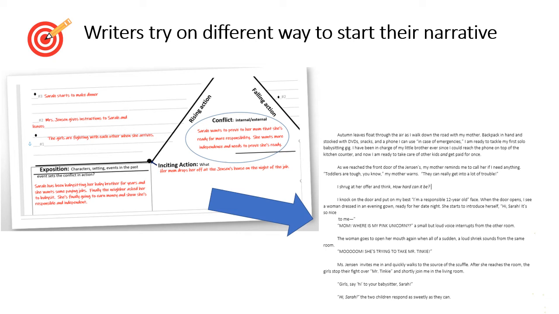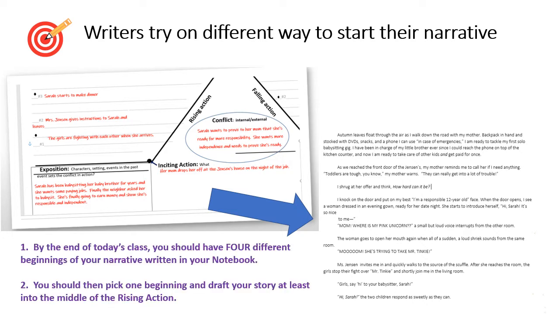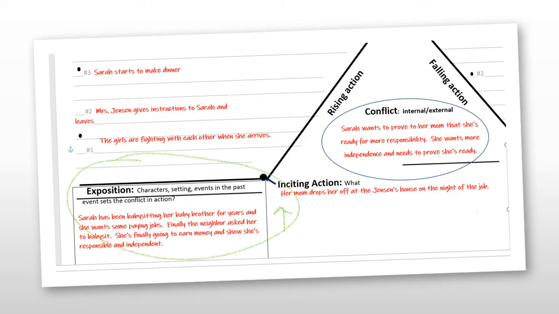Ravens, today we're going to use our plot diagrams to start writing drafts of our stories, and we're going to try on a few different beginning options for our stories to see what works best for us. By the end of today's class, you should have 4 different beginnings of your narrative written in your notebook. Then you're going to pick one of those beginnings and keep drafting your story at least into the middle of the rising action. We'll be demonstrating this with a story about Sarah's experience babysitting when everything went wrong.